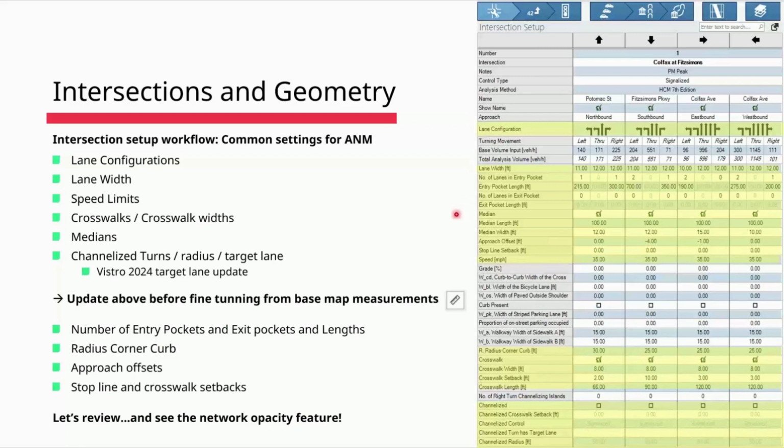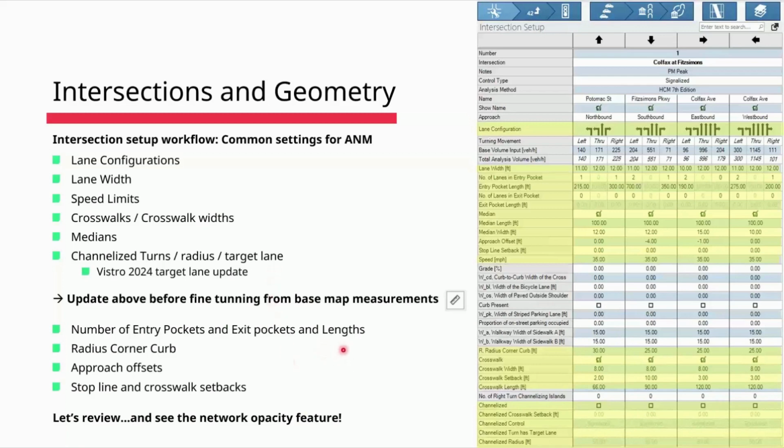Then you're going to be looking at your median sizes. Do you have medians? How big are the medians? Stuff like that. We also now have the channelized turns. We've had that for a while, but the new feature is this target lane where you can actually assign a turn to a lane. In Vistro 2024, this target lane will visually show up correctly in Vistro. Right now, it does show it a little bit, but it still leaves a little leftover for the target lane. But on the Vissim side, the target lane works just fine.